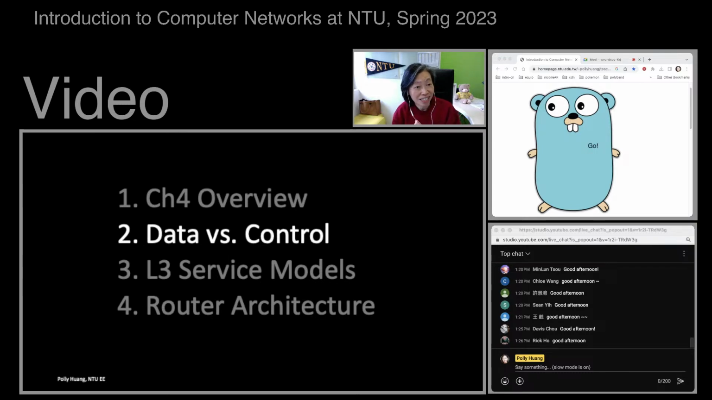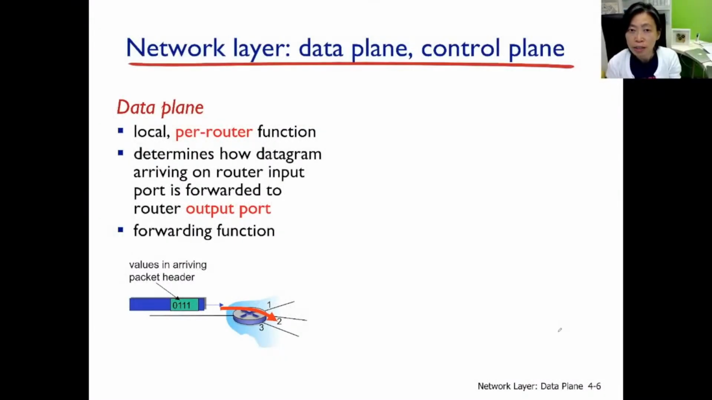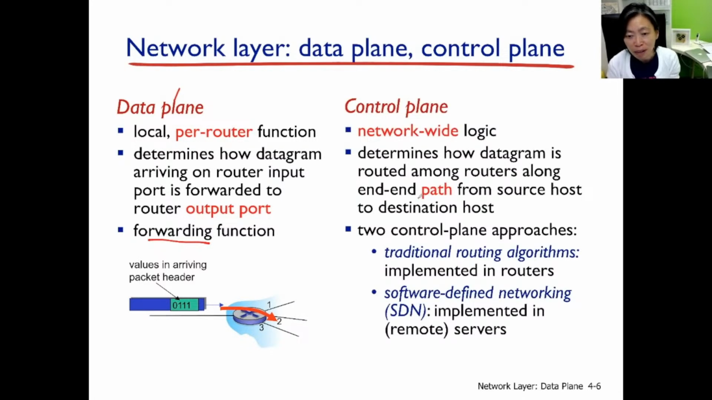But in modern days, we have a very different way of doing control and how it interacts with the data plane. And that should make it a bit clear for you to see the separation between the data plane and the control plane. So by data plane, we actually mean the forwarding function. And the control plane, on the other hand, is the routing function, the part that is trying to identify a path between the source and the destination.